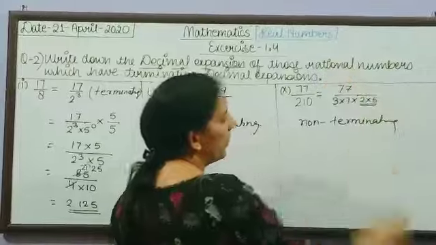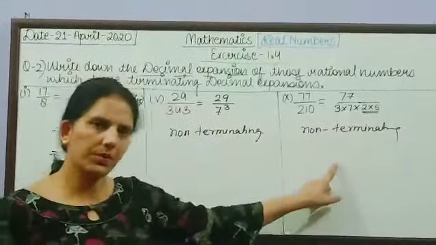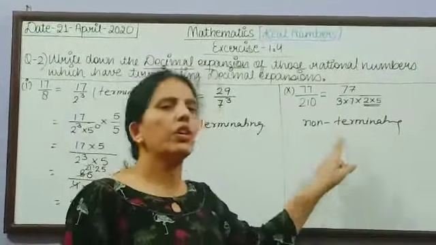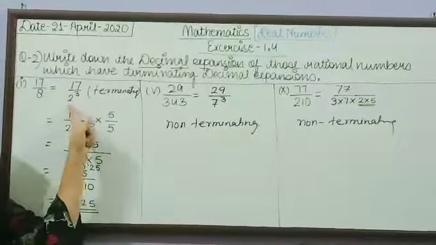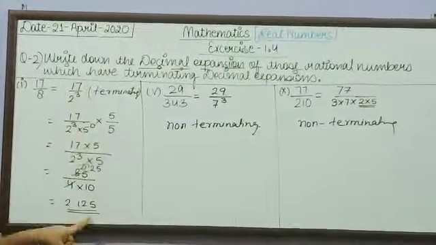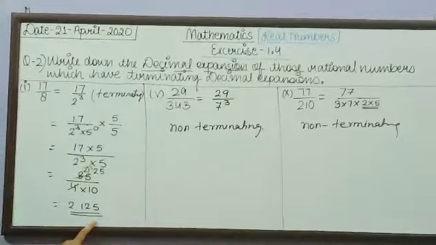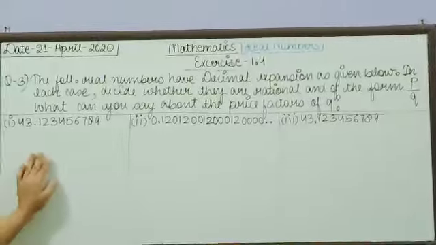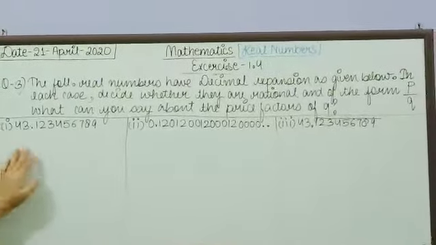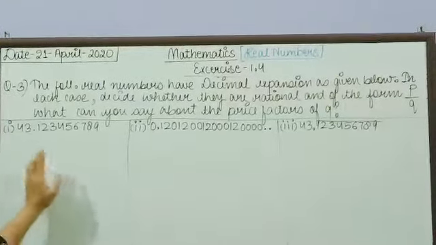Non-terminating, repeating. So there is no need to find the decimal expansion. Wherever you get a terminating rational number, you have to find the decimal expansion this way. Now this is our last question of this exercise, even of this chapter as well.